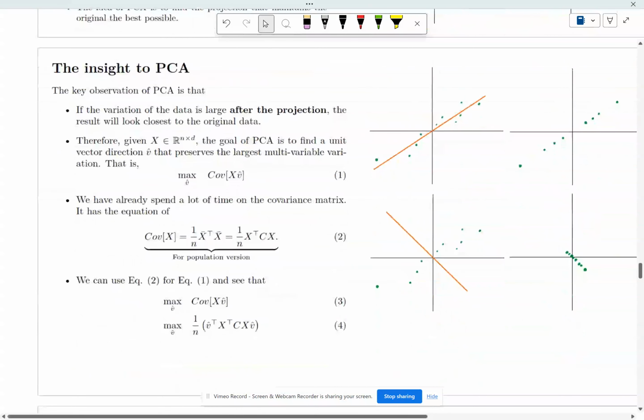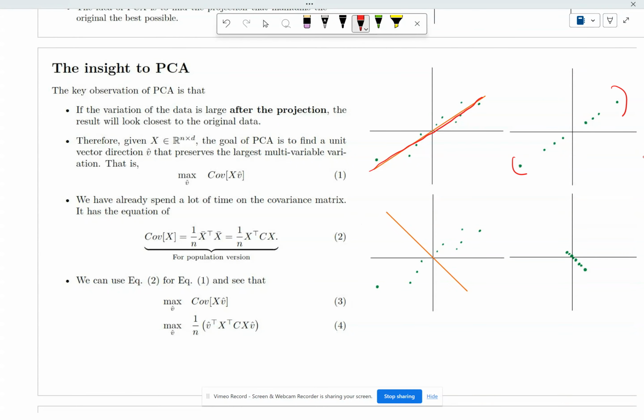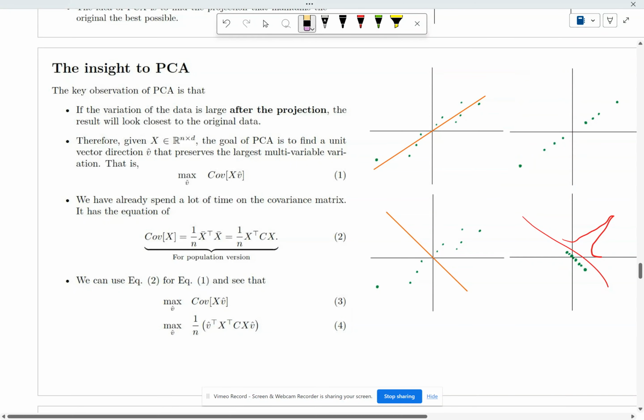Now, the key insight to PCA is that if after the projection, you have a very large variance versus a very small variance, the larger one is going to look more like the original data. That is the insight. That's the key point. That after projection, this is what happens.